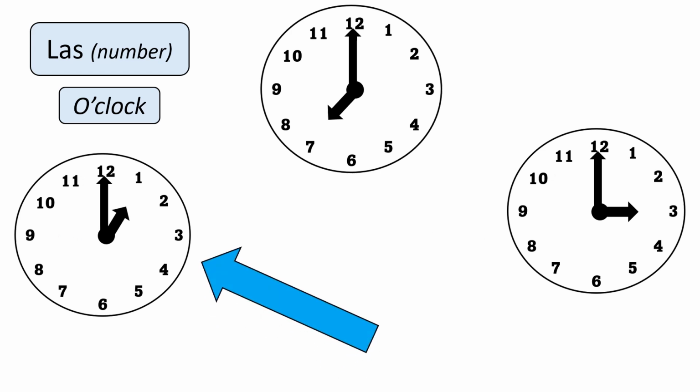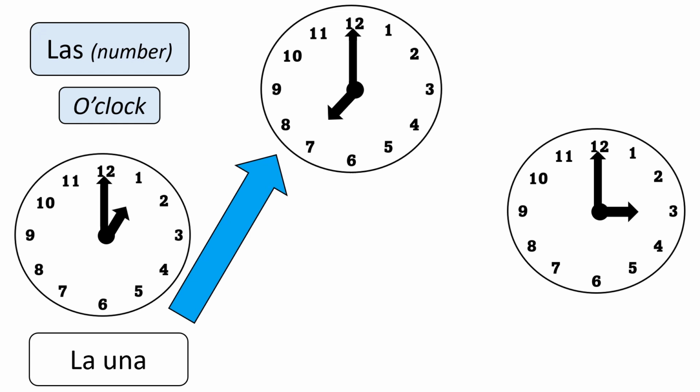Look at the clock this blue arrow is pointing to. It is la una. This is because the shorthand is pointing at the 1 and the longhand is pointing at the 12.